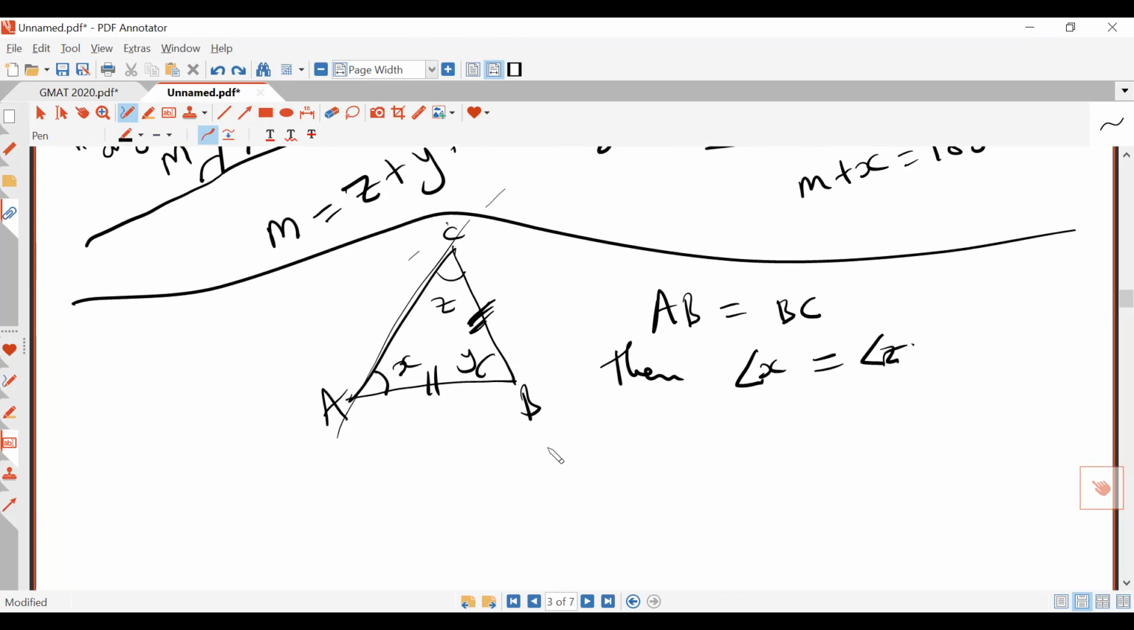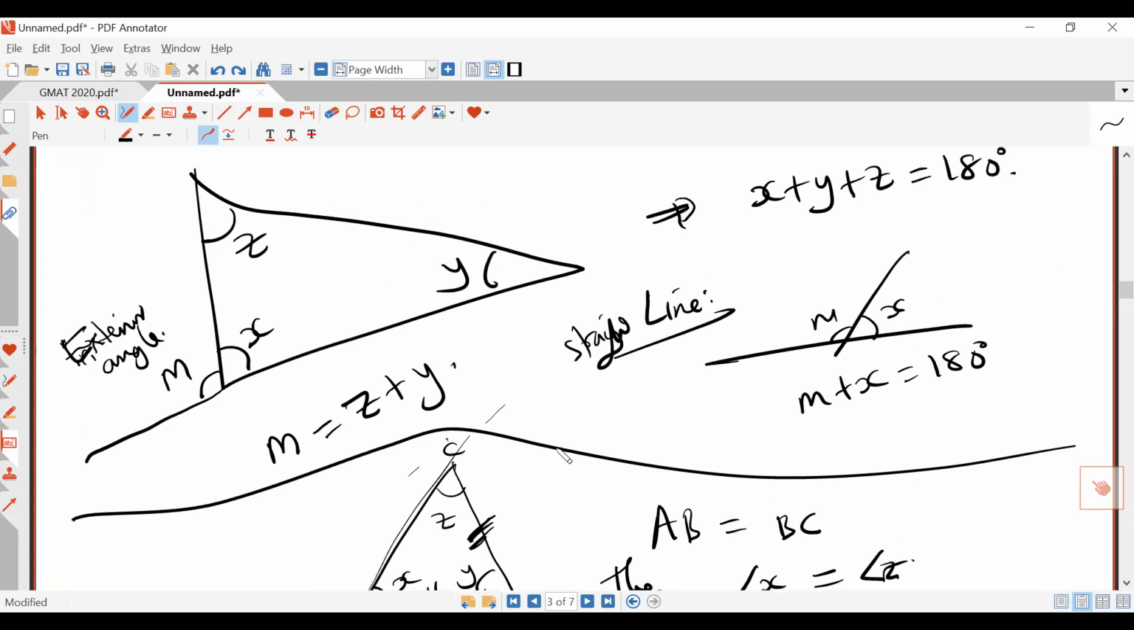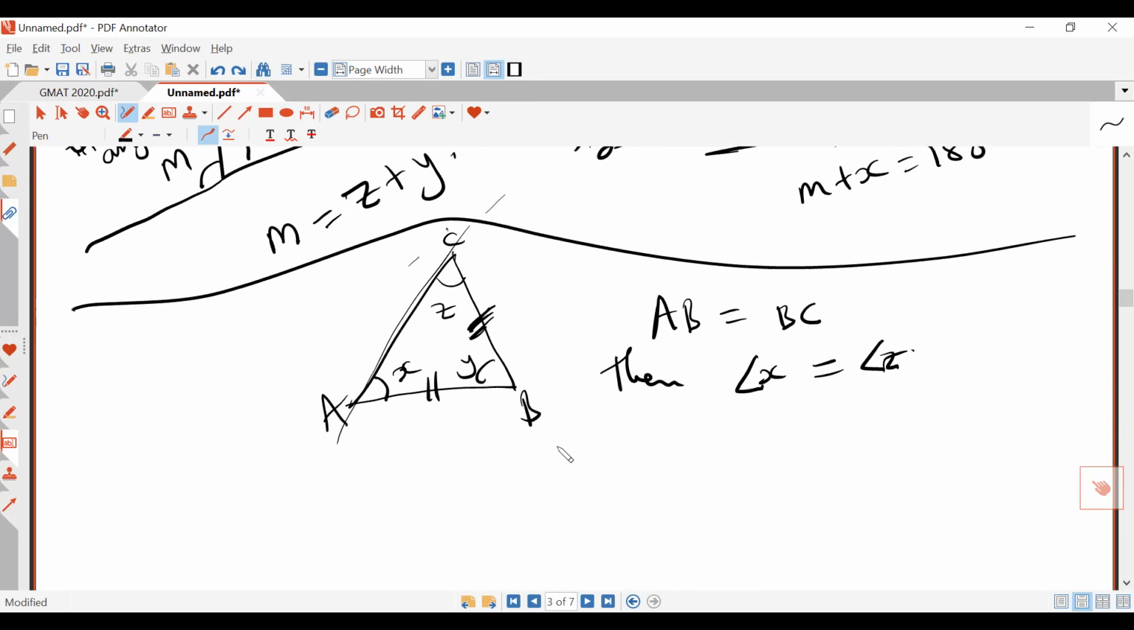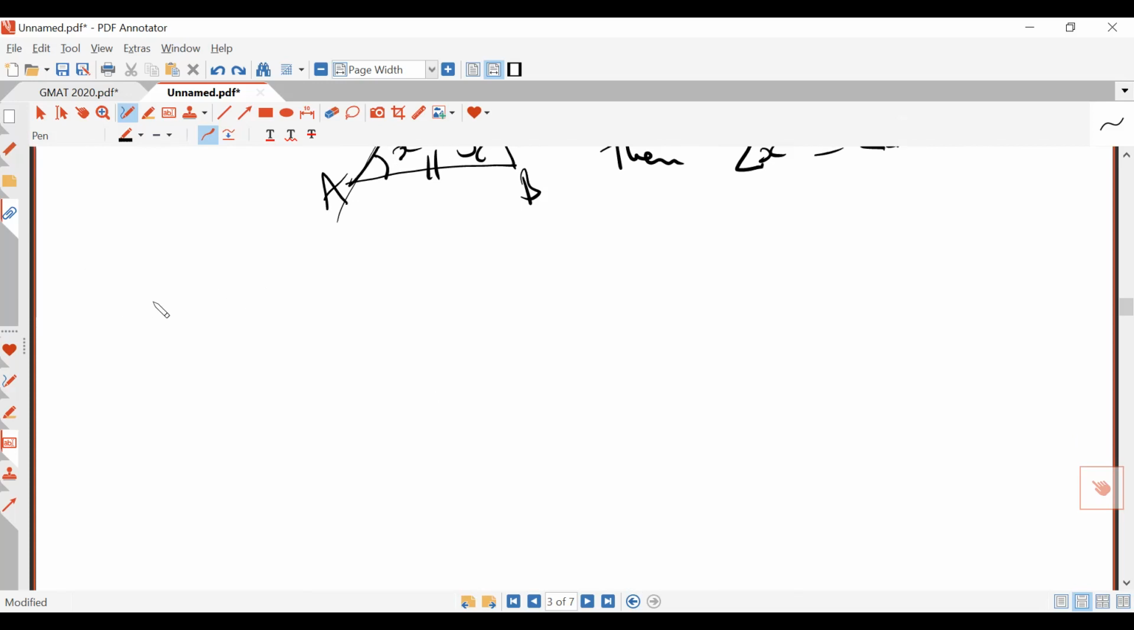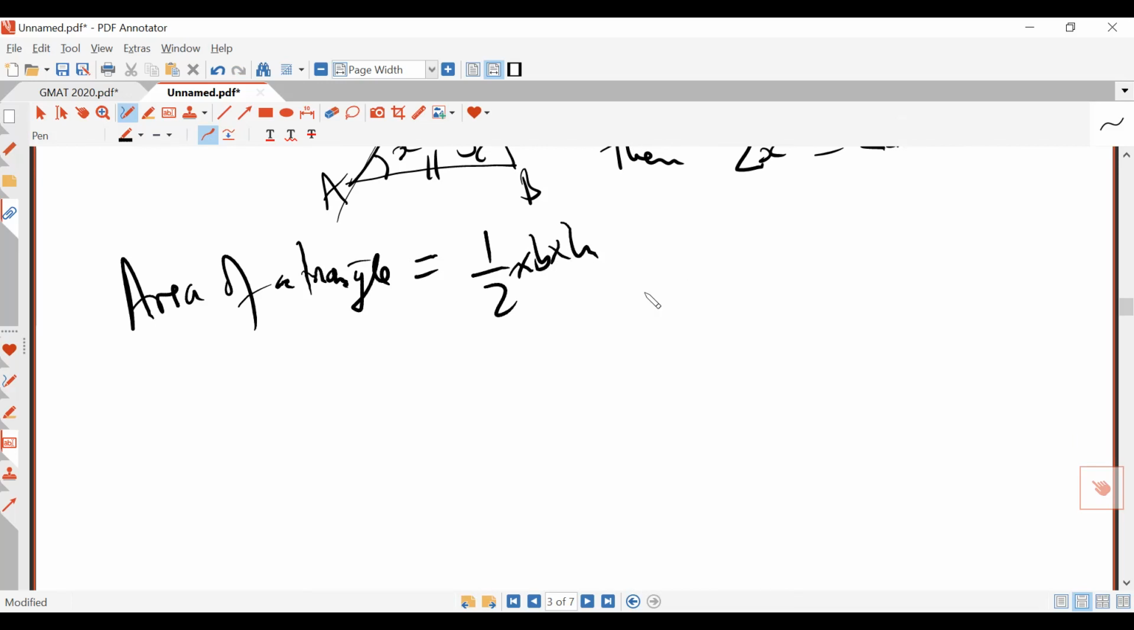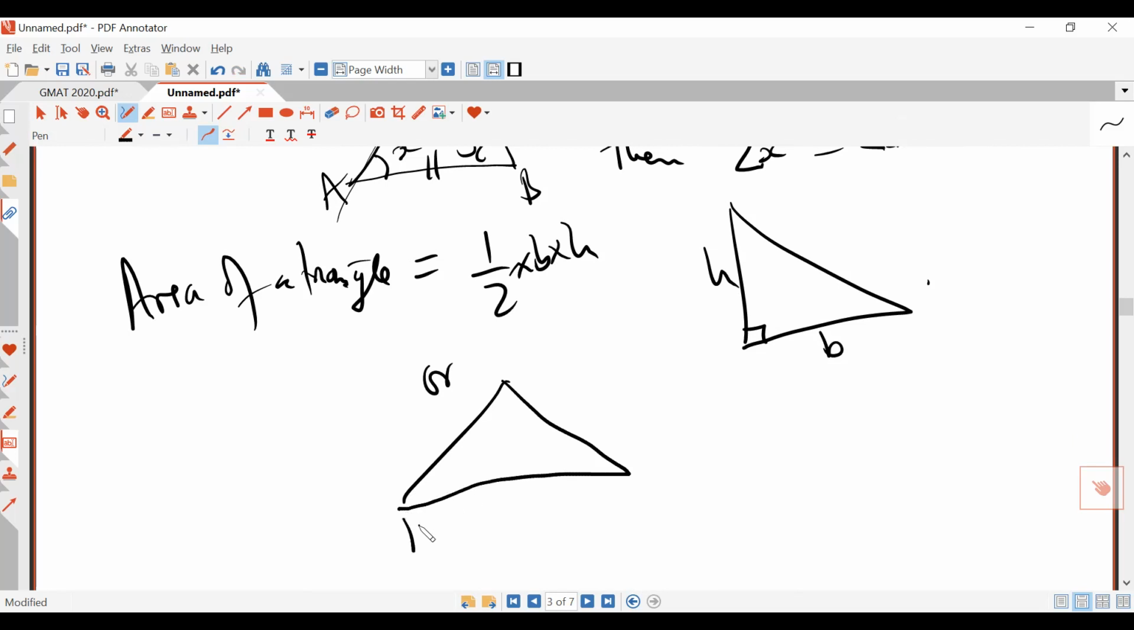Then the rest is application. And maybe something still to remember here is that the area of a triangle is given by a half times base times the height. This is the height, this is the base. So area is equal to a half base height.